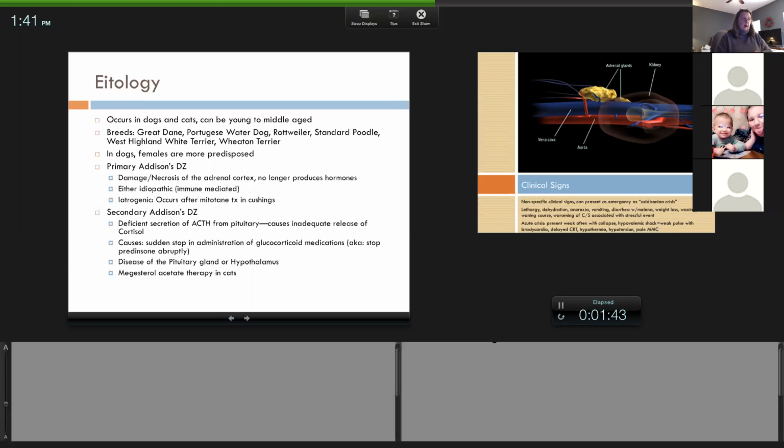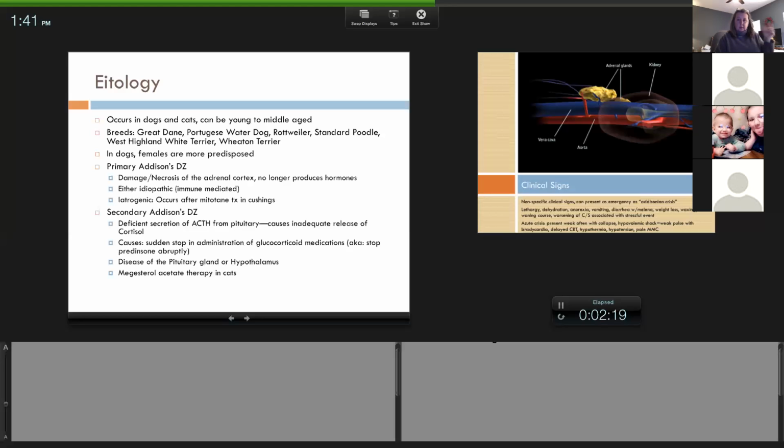Or if there is a natural disease to that adrenal cortex, it could be idiopathic, which kind of means it could have an immune relationship where the immune system causes a deficiency of the release of these hormones, or iatrogenic, which is exactly that mitotane treatment that we talked about. That means we gave the medication and now we've put the animal into Addison's disease.